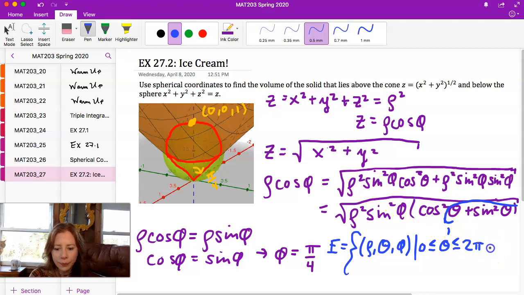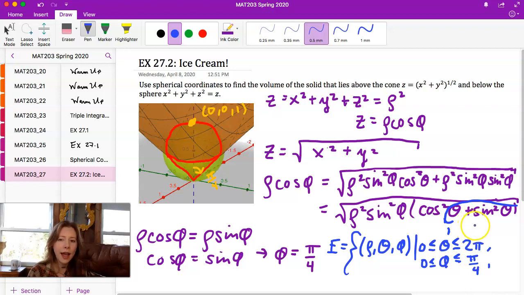So then we figured out our extents for phi, which we could have just done by looking at this cone here, if you know that it goes from 0 to pi over 4 for phi for a cone. But we verified that, so we checked it twice. And so we're going to go from 0 less than or equal to phi less than or equal to pi over 4.